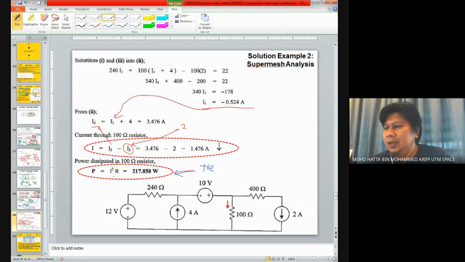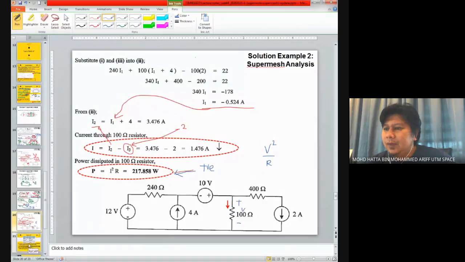If the current here is negative and we square it, we will get a positive value. Let's say we're using V squared over R, where V is the voltage across here. If the voltage is negative as well, if you square it, you will get a positive value.